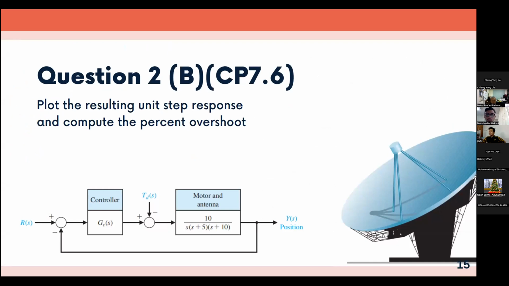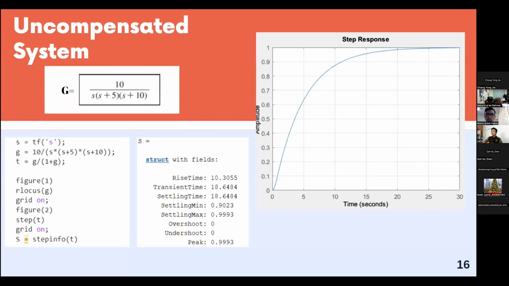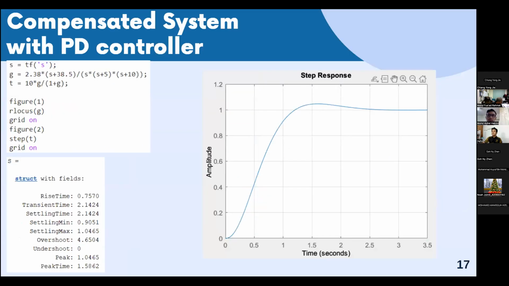Hi, I'm Ashraf. For question 2B, we need to plot. First, we get the uncompensated system step response from MATLAB, and then this is the compensated system with PD controller step response.